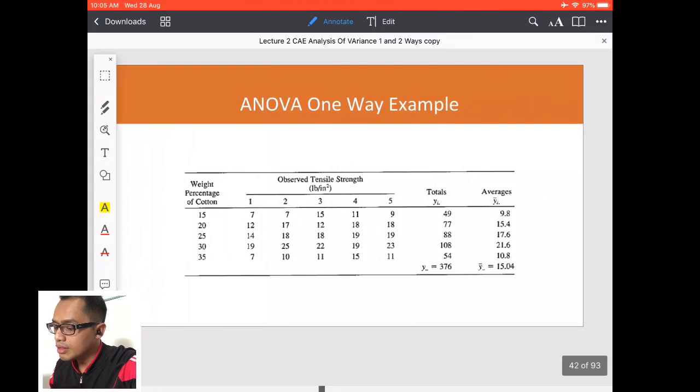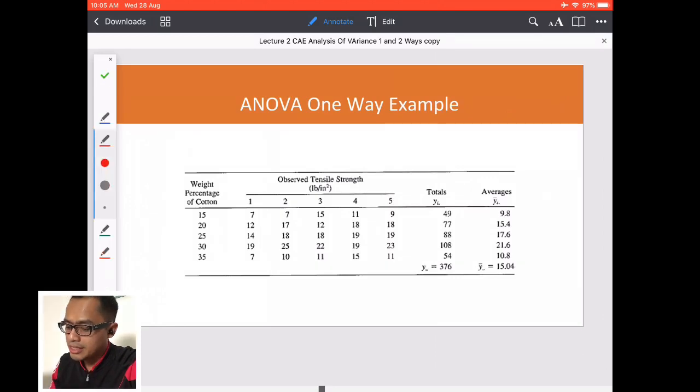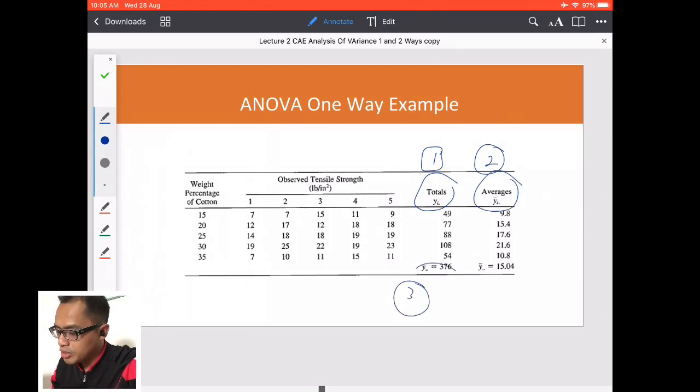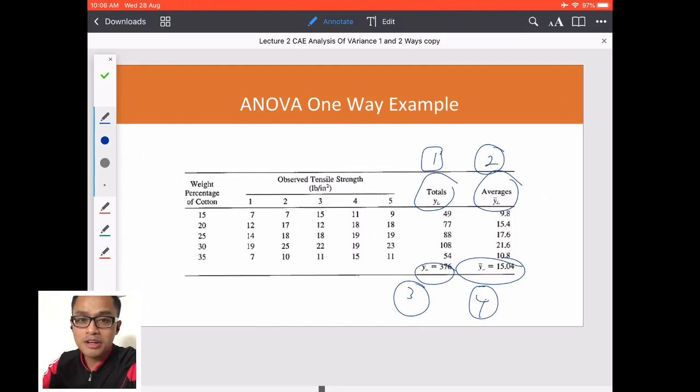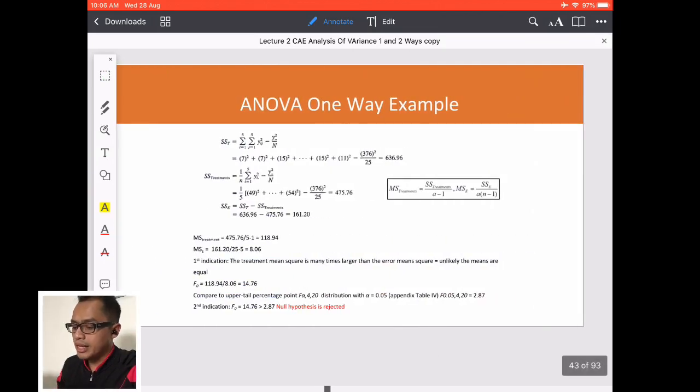Okay, so again, this is the ANOVA one-way example. First, you need to calculate the totals. Number two, calculate the average. Number three, make sure you got the grand total. Y dot dot there stands for grand total. Y double dot bar stands for grand total for average. Okay, make sure you get these four first. It's very, very important. Now, here is the fun part.